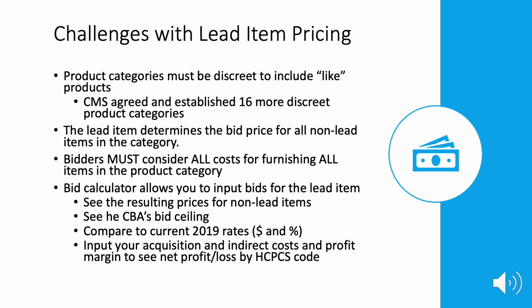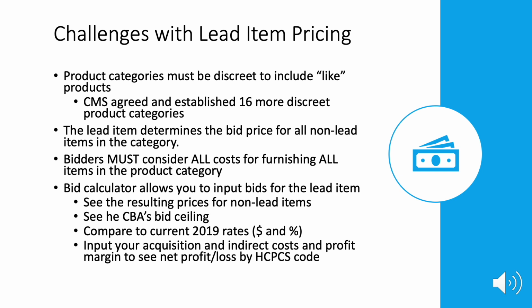When you look at the bid calculator, and please look at our tutorial, we're going to walk you through it as a separate tutorial, you can pull it up product category by product category. You can input the exact competitive bidding area that you're interested in bidding in, so the numbers are real. And you can input different lead item prices and see the resulting prices of non-lead items. In addition, you can also see how the resulting prices would compare to today's 2019 Medicare payment rates. We express those both as dollars and percentages, and we show you whether those rates go higher than today's payment rates, and the block turns green, or whether they are lower than today's rates, and the block will turn red.